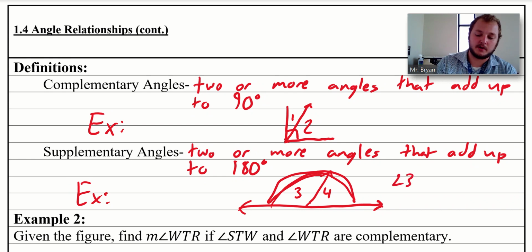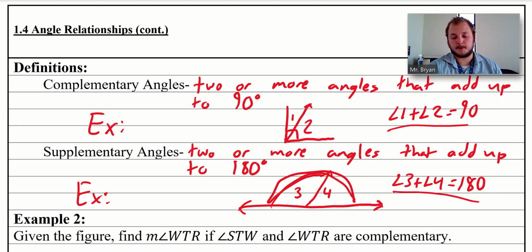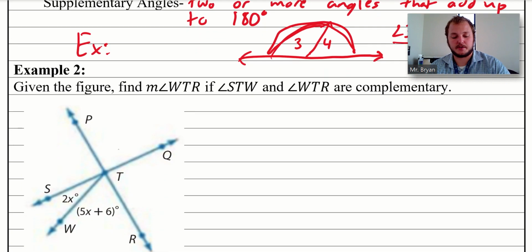So if I was writing an equation for that, I could write this out to the side. Angle 3 plus angle 4 equals 180. And then same thing for the complementary angles. I could say angle 1 plus angle 2 equals, in that case, 90. Okay? So that's the idea. That's how we use these to set up equations. Okay? All right, so let's try to get through these last couple here. Give you some time to work on your assignment.